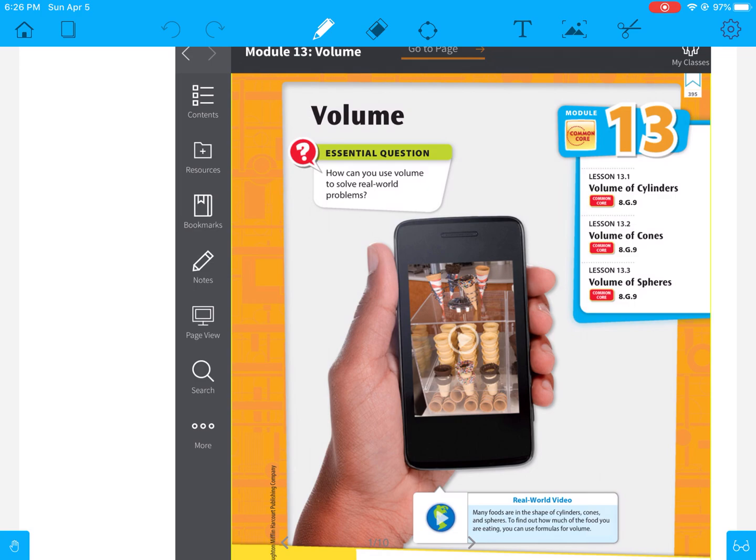Now, we are going to be focusing on volume of cylinders, which is like a can of pop, a can of Pringles, canned goods, volume of cones, which is kind of like an ice cream cone, or anything kind of like a parking cone, a cone used in PE. Then we have volume of spheres, which is any kind of balls that you use: baseball, basketball, softball.